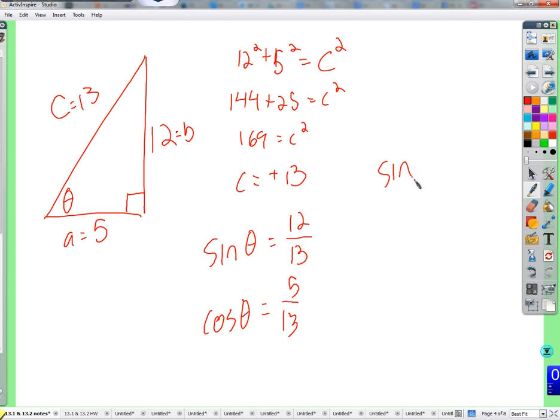Something I want you to get in the habit of, and never break this habit, is don't ever just write this. You have to write the sine of theta. It would be like just writing sine.